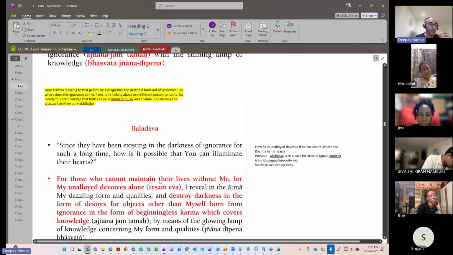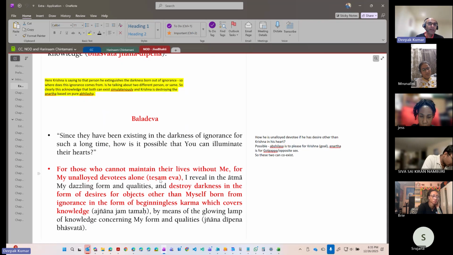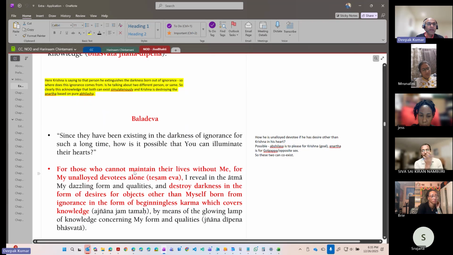So when Rupa Goswami is telling Uttama Bhakti, what does it mean? He's saying, "I expect that you will have anartha." You will have some desire which you don't like, but you're not able to leave it, and you repent it, but you still do it. Here Krishna is saying that he extinguishes the darkness born out of ignorance.